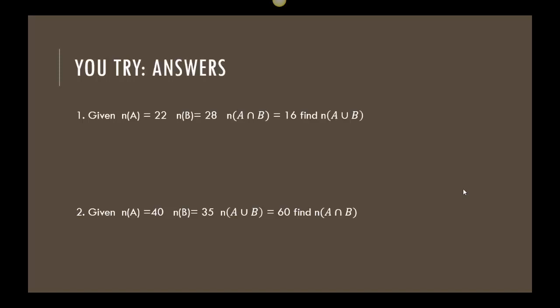Okay, so let's go over the answers. In the first one, to get A union B, I'm going to add the 22 and the 28, and then just remember to subtract the 16. So I added 22 and 28 to get 50. I subtracted 16, and now I'm at 34. In the second one, I had A was 40, B was 35, and the union is 60. Here I'm going to add the 40 and the 35 to get 75 and say, hey, that looks too big. So I'm going to subtract 75 and 60 to say they must be sharing 15.